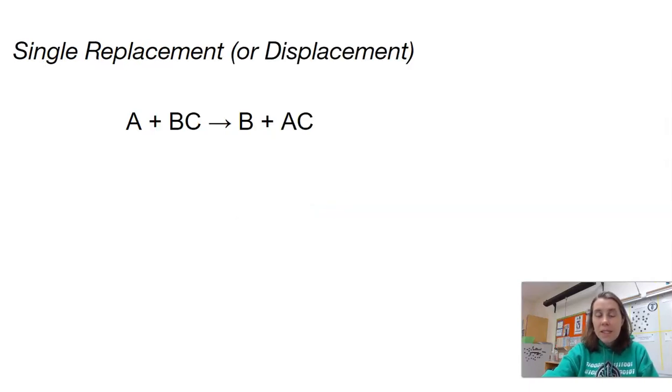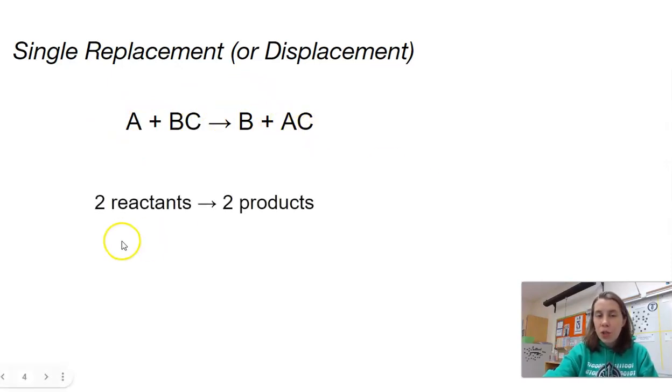All right, the next is single replacement, or sometimes I'll call them single displacement. It's the same thing. In these kinds of reactions, you start with a single element and a compound, BC in this case, and A comes in and replaces one of the things in the compound that you have. So that now, B, which is the thing it replaced, is by itself, and A is now paired with C on the other side. So this is always 2 reactants and 2 products, right?